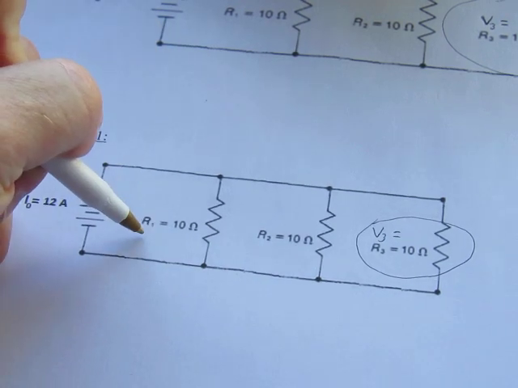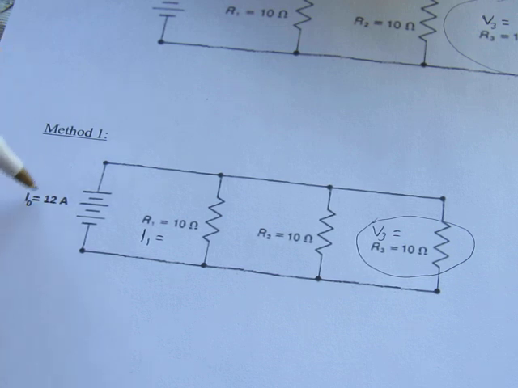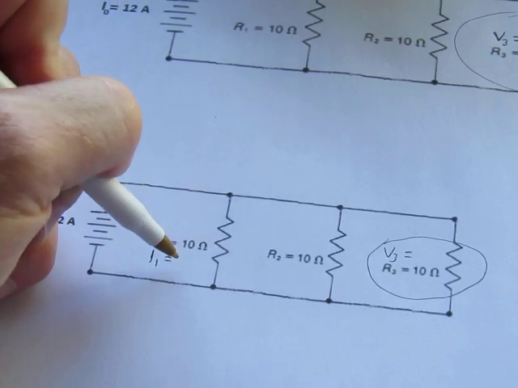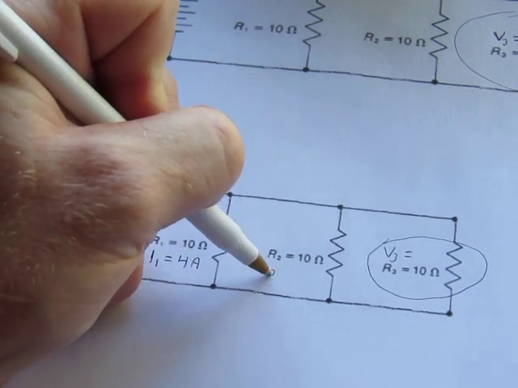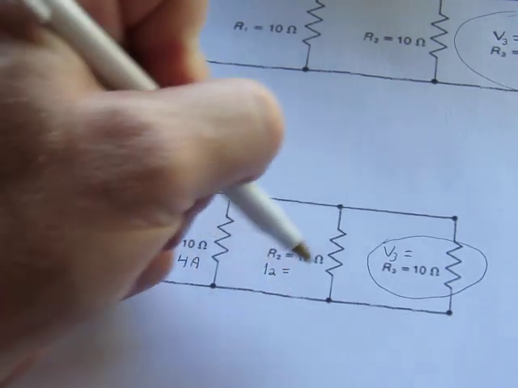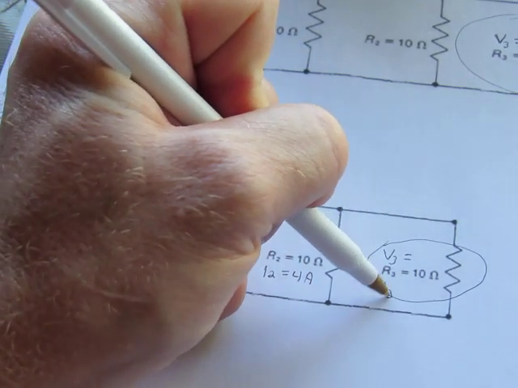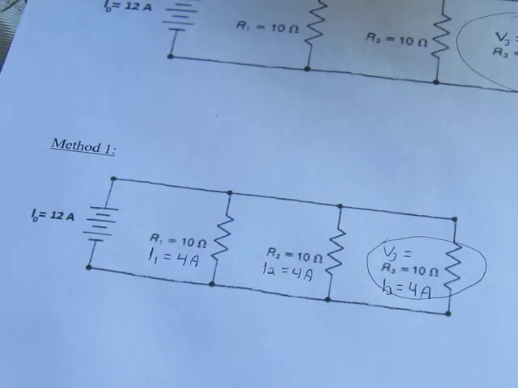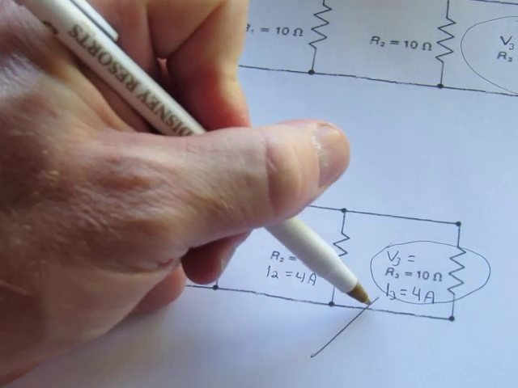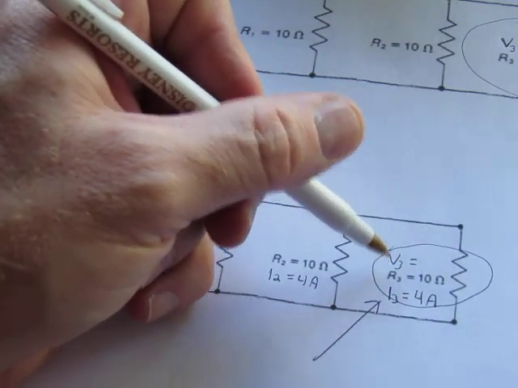So right away, you know that the current that goes down path number 1 is going to be 1/3 of this 12 amps. So it's going to be 4 amps. The current that goes down path number 2 is also going to be 4 amps. And the current that goes down path number 3 is also going to be 4 amps. And then right away, from that rule, I now have 2 numbers in one spot, and I'm looking for the other one.